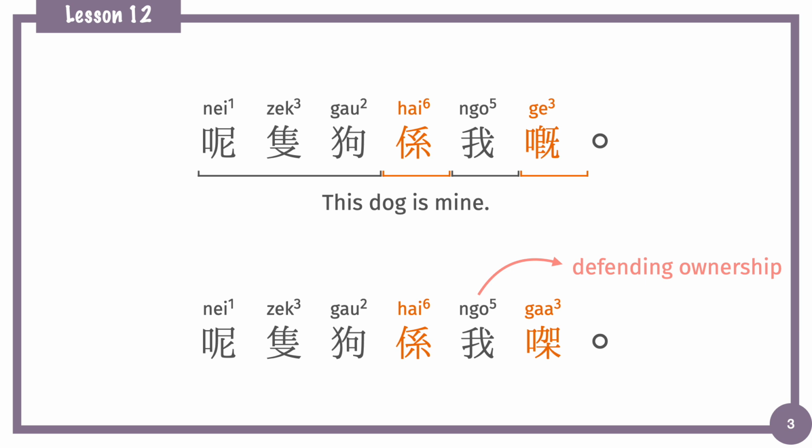And if we change the tone word to 㗎, that shows you are 100% sure the dog is yours, and you are defending the ownership. 呢隻狗係我㗎, this dog is mine. And if the tone word is in the fourth tone, it becomes a question. 呢隻狗係我㗎? You want to confirm the information. Is this dog mine? And then if we change it to the second tone, 呢隻狗係我㗎, you assume it is yours. And then maybe someone says, okay, it's not yours. And then you say, 我㗎, 係我㗎.